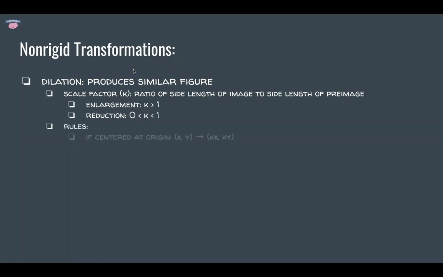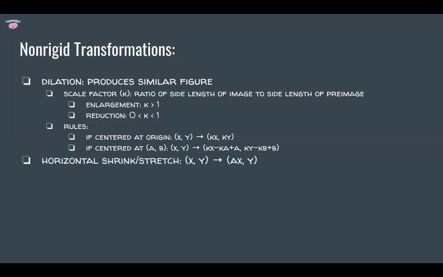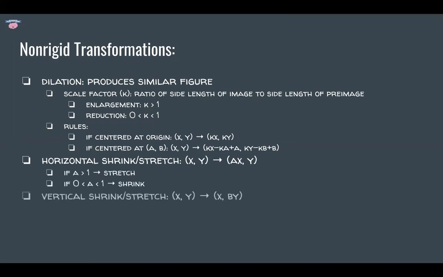Some of the formulas: if it's centered at the origin, (x, y) becomes (kx, ky). If it's centered at (a, b), it's (kx minus ka plus a, ky minus kb plus b). Some other non-rigid transformations are shrinks and stretches. A horizontal shrink or stretch is when you just change the x value: (x, y) becomes (ax, y). If a is greater than 1, it's a stretch. If a is less than 1 but greater than 0, it's a shrink. Similarly, vertical is (x, by). If b is greater than 1, stretch. If 0 is less than b, which is less than 1, shrink.